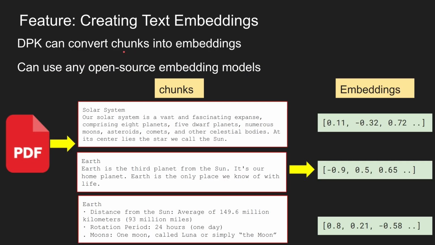Once we have chunks, we may want to convert them into embeddings. Embeddings are really great. They allow us to search text very quickly. And we have a module to create embeddings for text. Here you can pretty much use any open source embedding models.